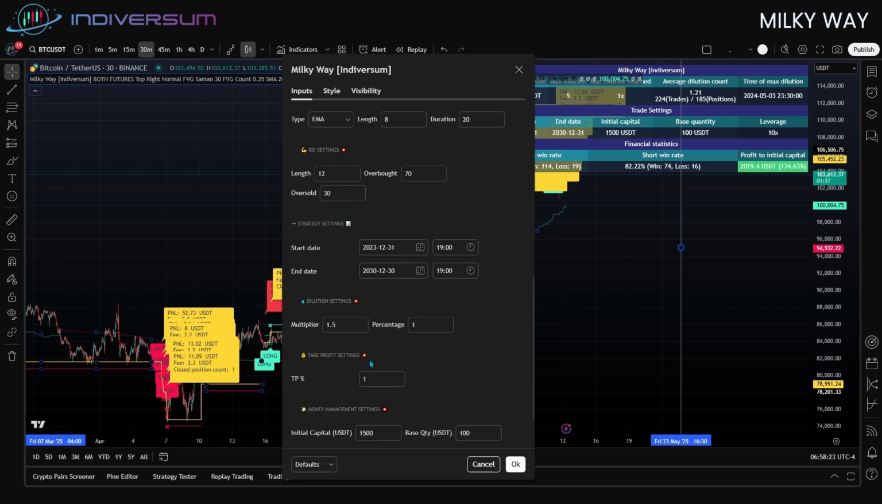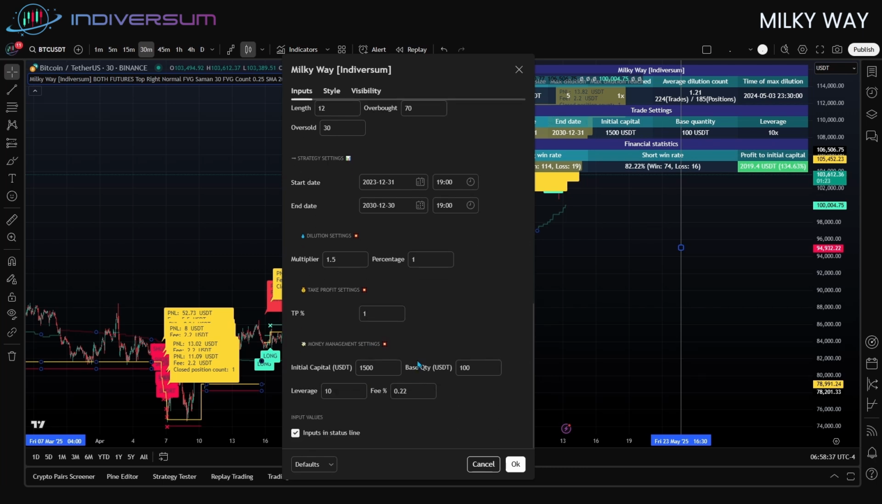Take profit is locked in at 1%, which fits well with the kamikaze approach. We're not hunting massive swings here. We're targeting repeatable, fast exits to keep turnover high and risk compact. Finally, the money management section. We're starting with $1,500 in capital, allocating $100 per trade, and using 10x leverage. The fee is set to 0.22% as usual. It's a straightforward, lean setup with small position sizing and frequent trades that aim to stack up gains over time.